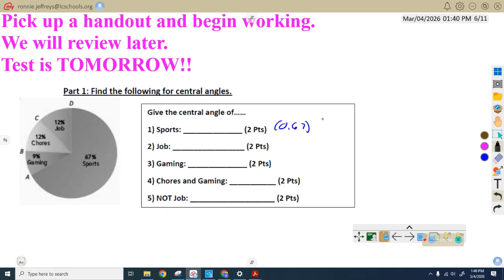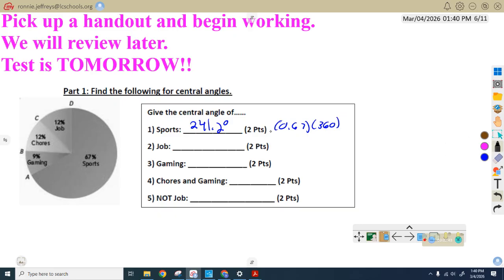So you change the percentages to decimals and you multiply by 360. Okay, so 0.67 times 360 is 241.2 degrees. Now, if you would have looked at your notes from previous days, especially last week, you would have seen that this is how we do this.